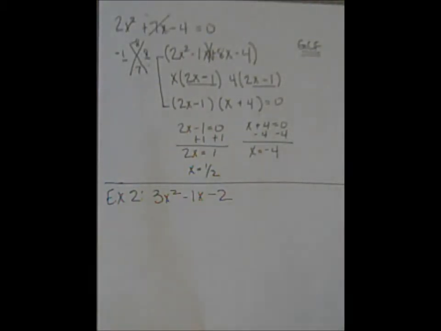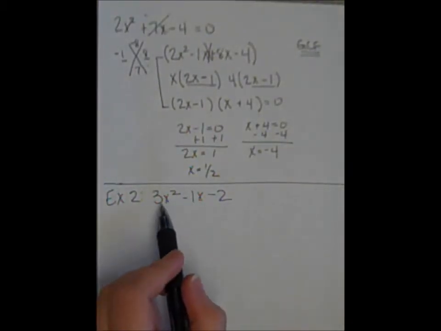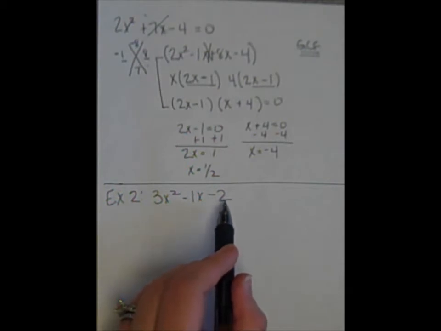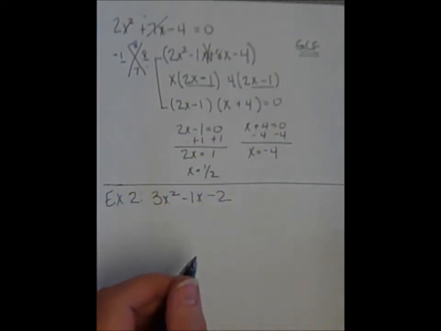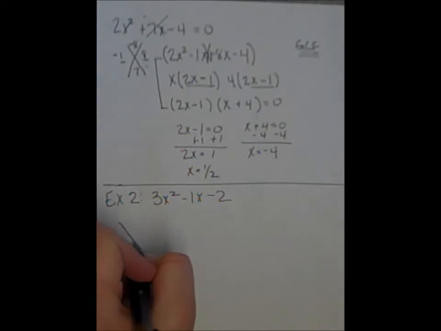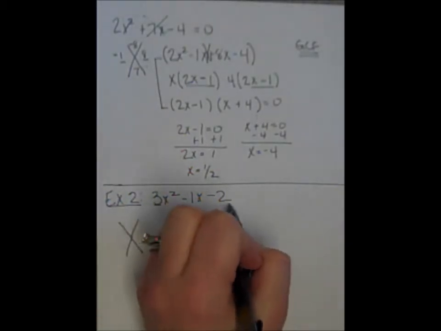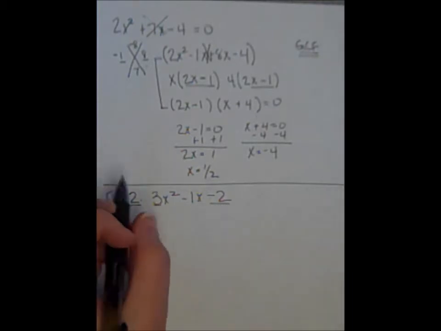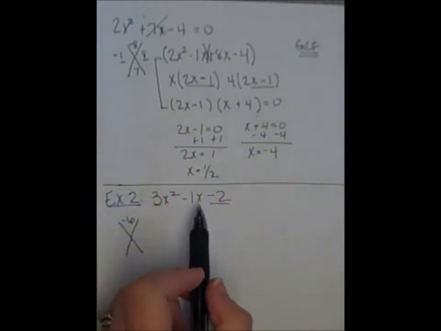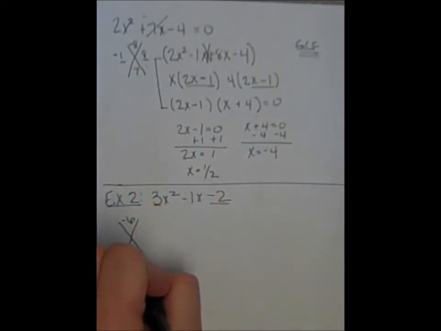Okay, this is example 2 of the non-baby one. So 3x squared minus 1x minus 2, just like it is on your paper. Okay, so I'm still going to start the same with my x. I do a times c for the top, so 3 times negative 2 is negative 6. The bottom comes from b, which is just negative 1 by itself.